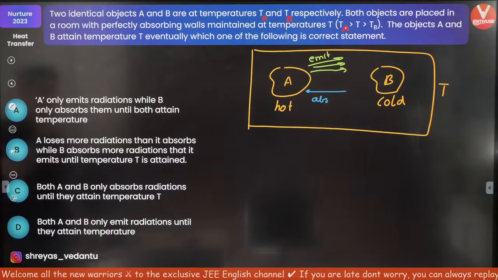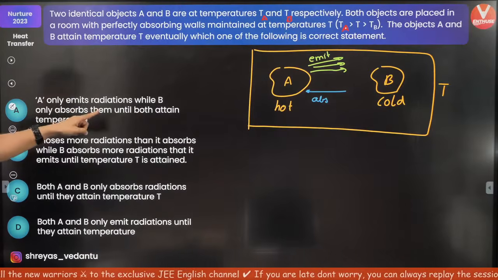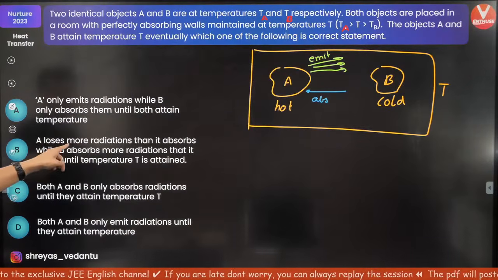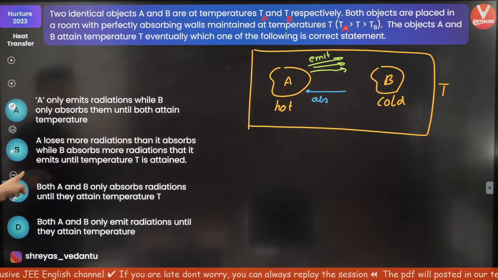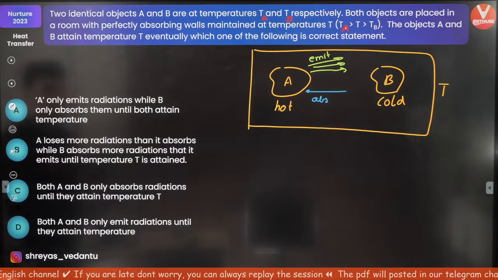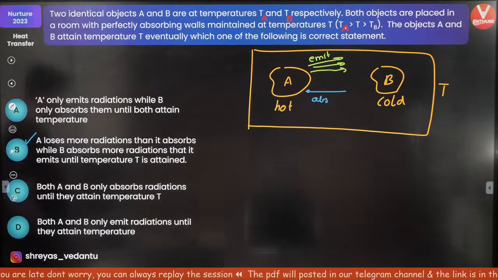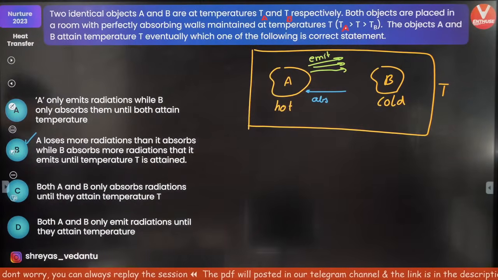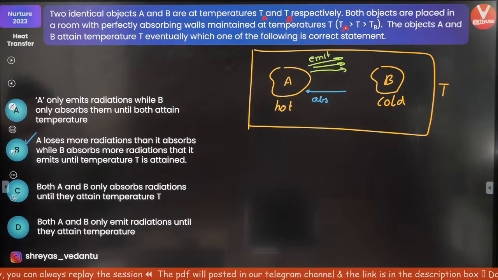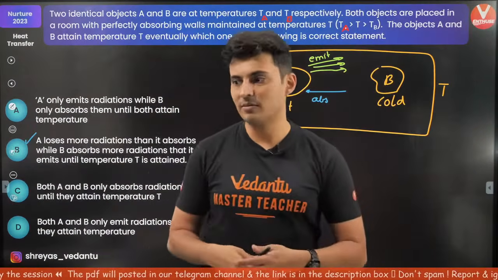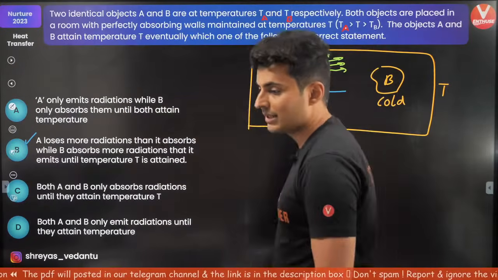Is there such an option? A only emits? No. A loses more than it absorbs, while B absorbs more than it radiates until the temperature T is attained. So I think it should be option B, my warriors. Just check this out. Correct? Right? So the temperature finally will be T, and that's when absorption and emission will be equal. Nothing will be more, nothing will be less.